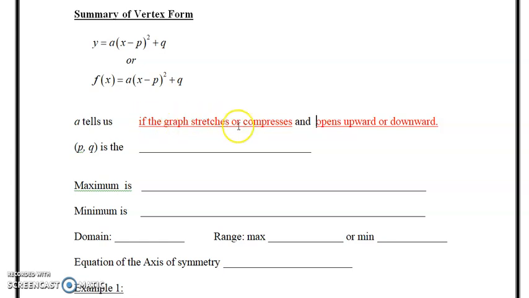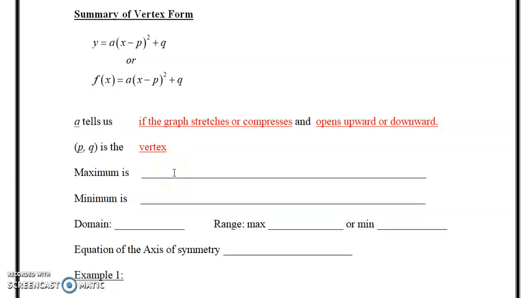So the graph stretches if the a value is greater than 1. It compresses if the a value is between 0 and 1. If that a value is negative, it opens downward. If it's positive, it opens upward. Some of that we talked about already in Math 11. Remember, P and Q is representing the vertex. And it also, remember, we just learned today that the P value is your horizontal translation and the Q value is your vertical translation. Again, that's for vertex form.